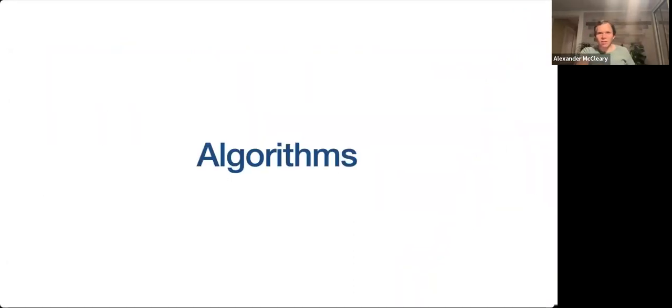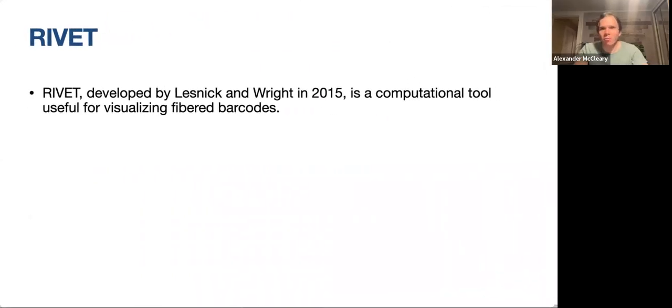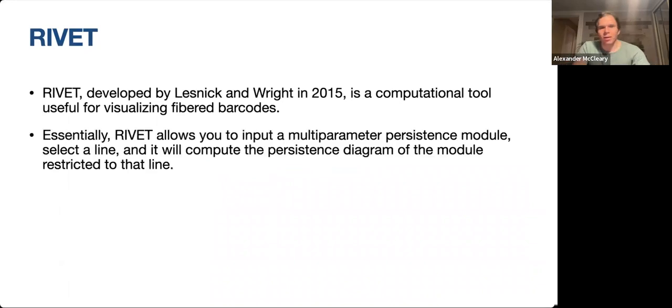Okay, so we've looked at a couple invariants now, and let's look at some algorithms for multi-parameter persistence. So the first algorithm, and the most widely used in practice, is Rivet. This is a tool for computing and visualizing fibered barcodes. Essentially what Rivet allows you to do is input a multi-parameter filtration or persistence module, and then you can select a line and it'll compute the persistence diagram of the module restricted to that line. And as you change the lines, you can see it change the barcodes over that line.